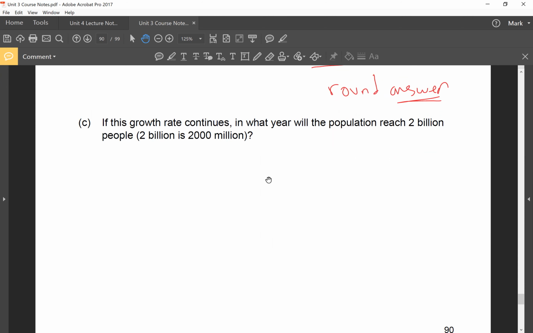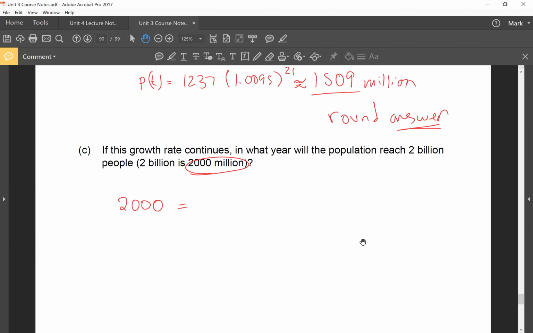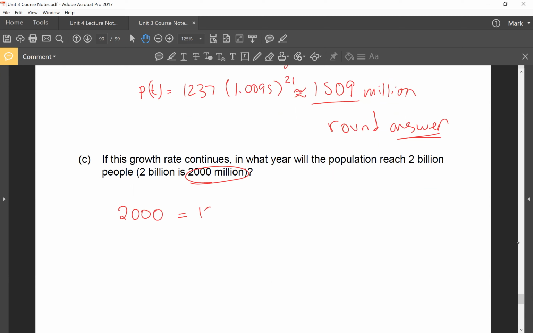Okay. If this growth rate continues, in what year will the population reach 2,000 million people? 2 billion. So what I'm going to do here is put 2,000 here, and this is equal to 1,237 times 1.0095 to the power t. Now, first step, isolate the exponential. Isolate this guy on the left. So I'm going to divide both sides by 1237.